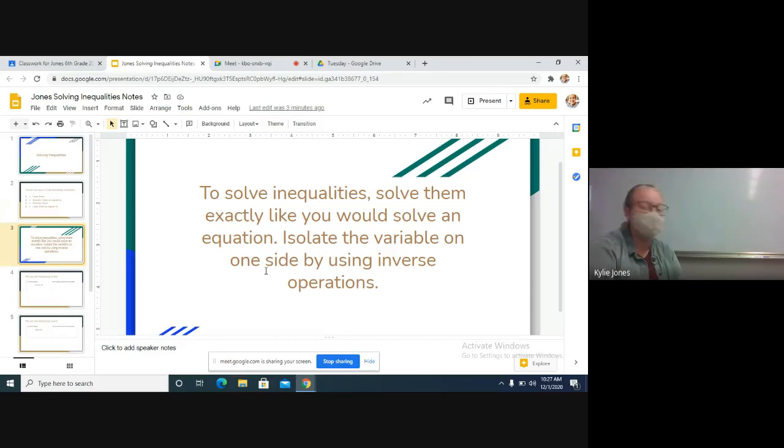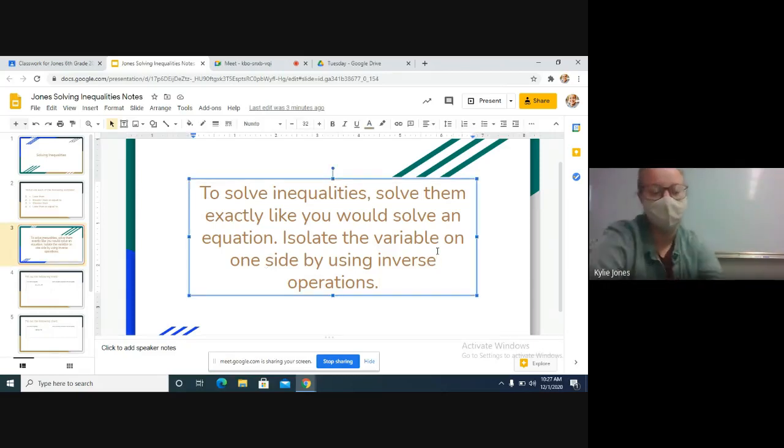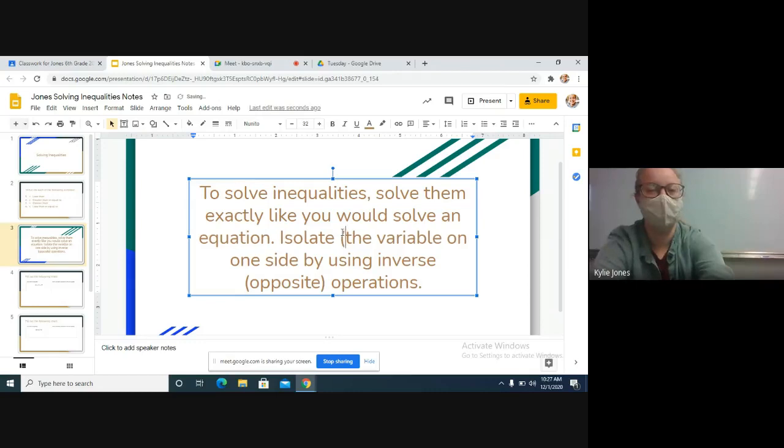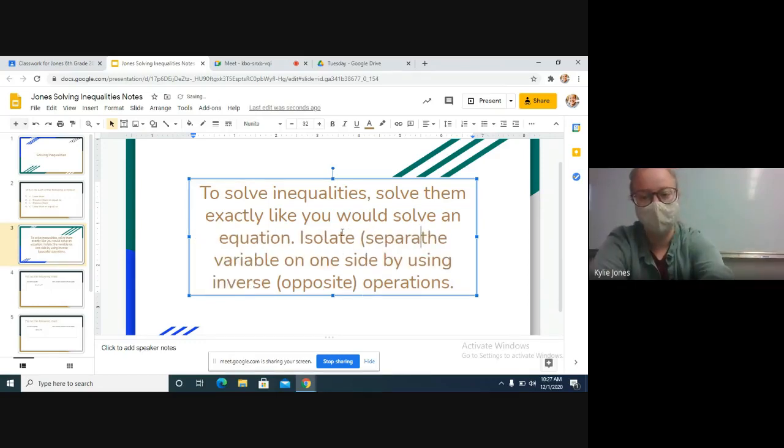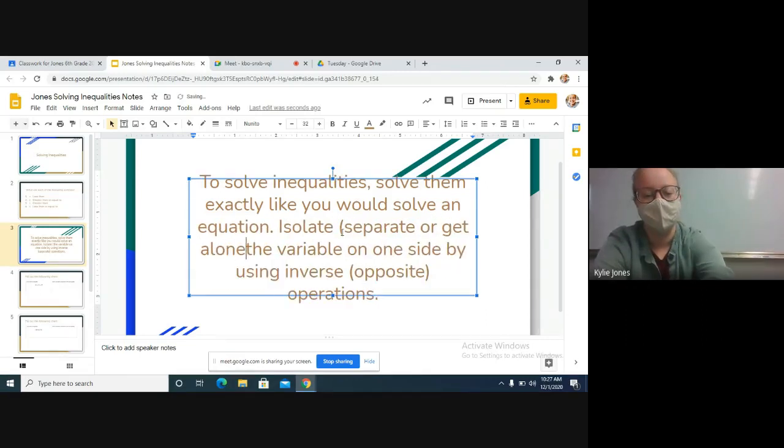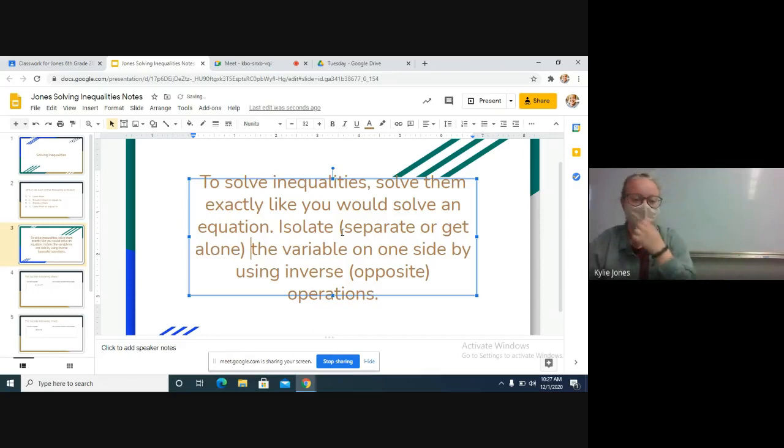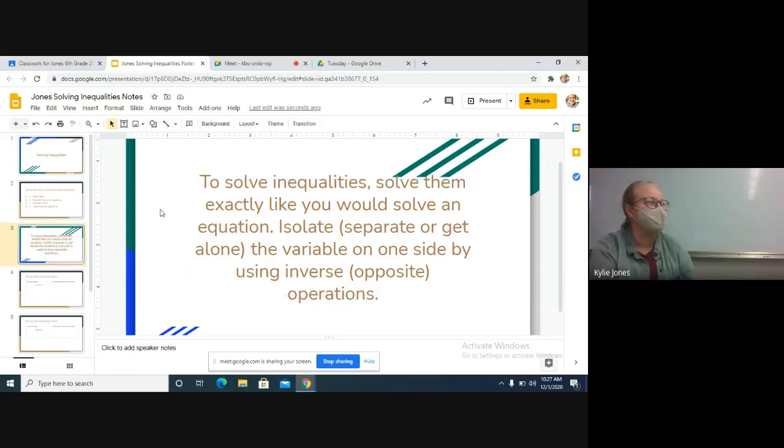You guys remember what inverse means? What does inverse mean? Opposite. What is isolating? That's a good question. What does isolate mean as well? Say it again? To separate, to get alone. Okay, so there's a little bit of more information there. Because vocabulary is important in math. Gotta know what words mean.